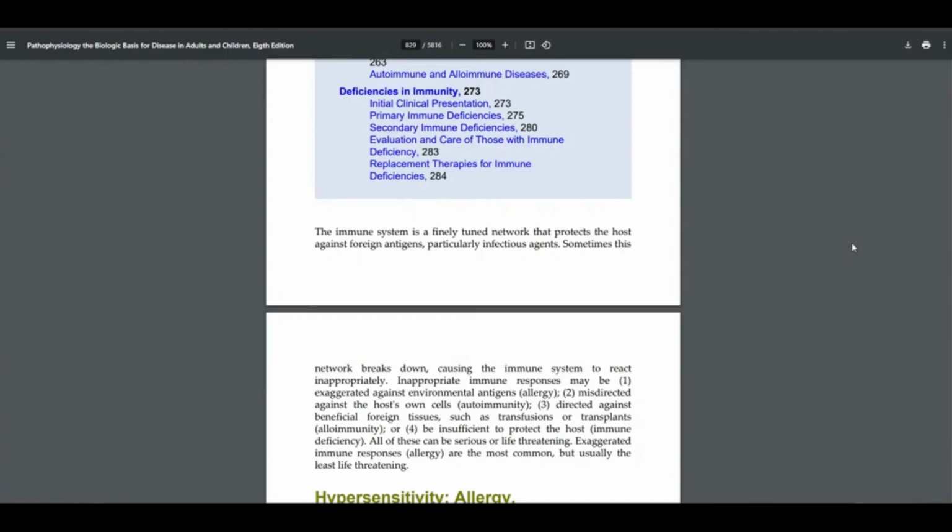All of these can be serious or life-threatening, as exaggerated immune response allergy are most common, but usually the least life-threatening. Tell that to someone who's got a peanut allergy.